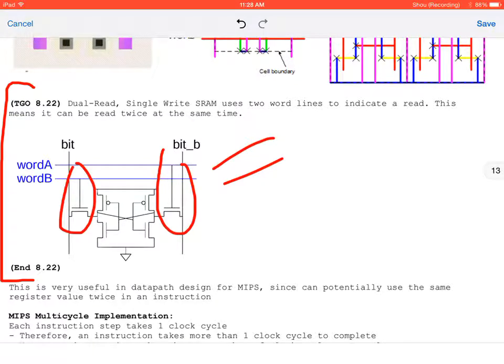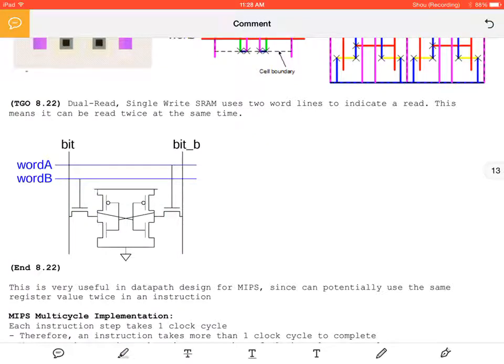And so you'll need that, as we're about to start talking about the MIPS data path. So that's an important concept to understand.